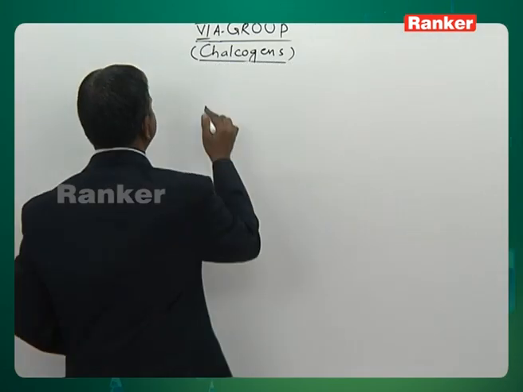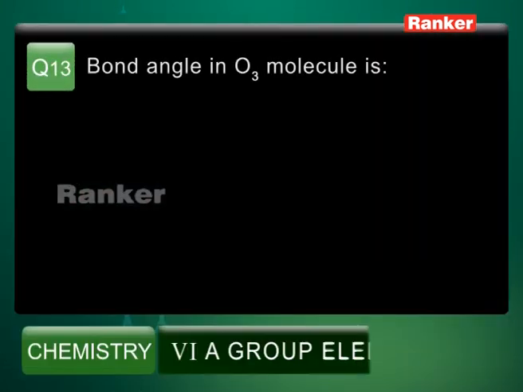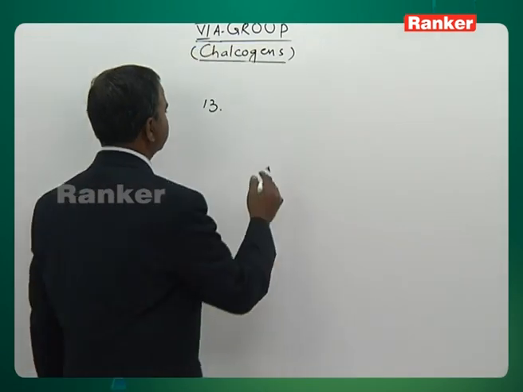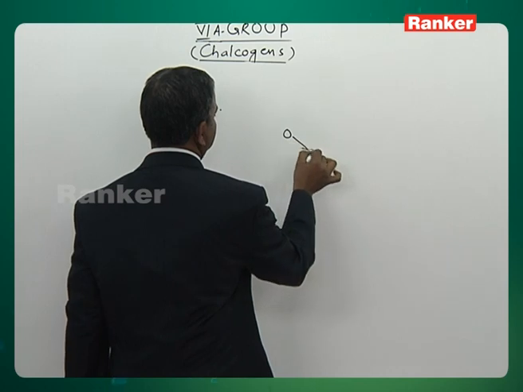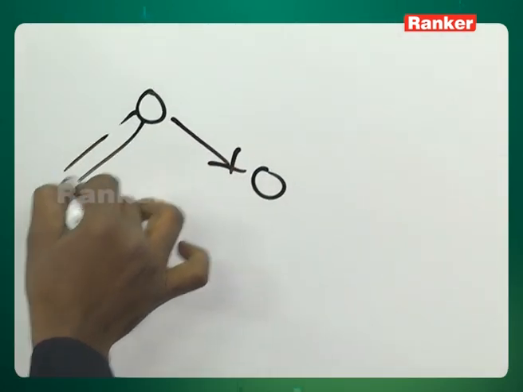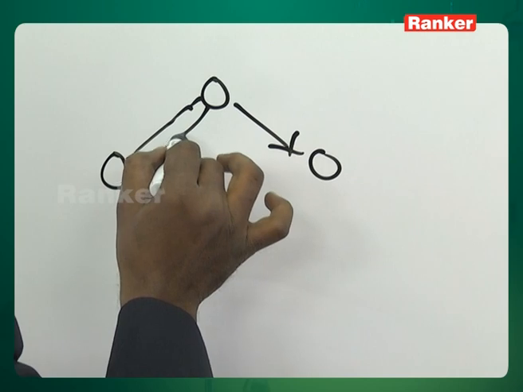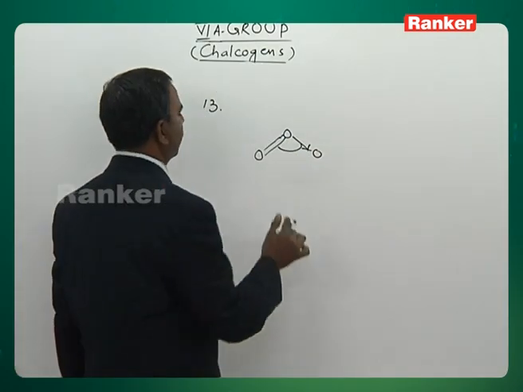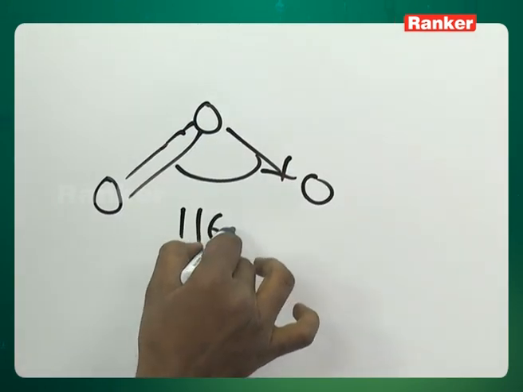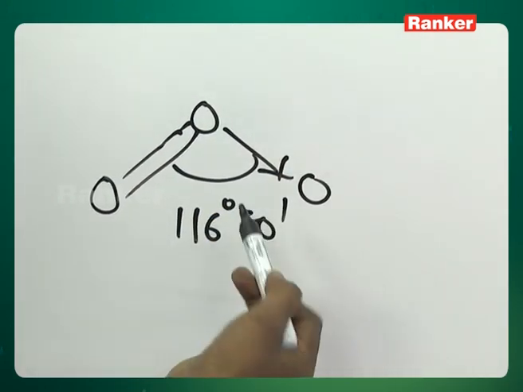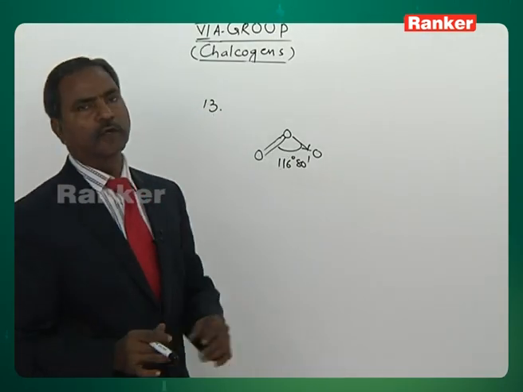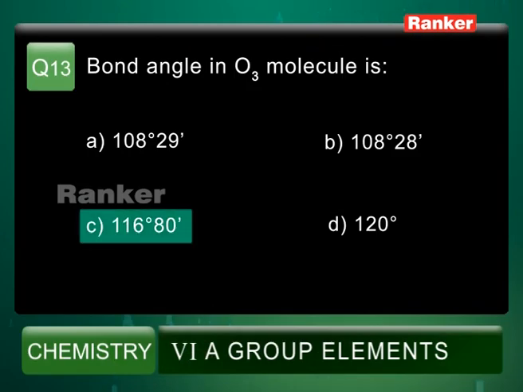Question number 13. Bond angle in ozone molecule is 108.29. Actually, ozone molecule is angular. This is the structure of ozone molecule. The bond angle in this generally comes to be 116 degree. It is 116 degree 80 minutes. In some books they write it 116 degree 49 minutes. Okay, it is around 116 degree. Therefore, question number 13, answer is C.